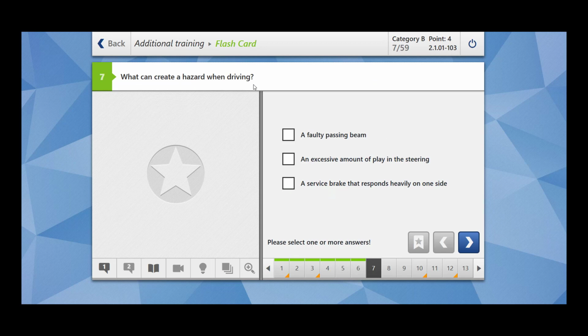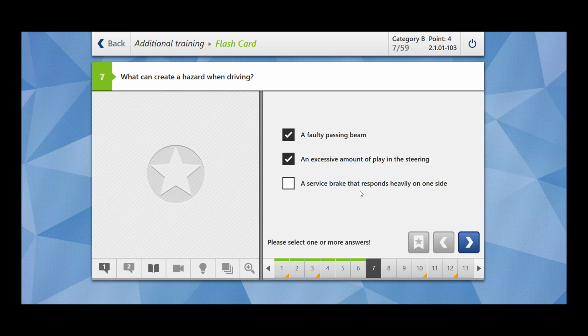What can create a hazard when driving? A faulty passing beam, yes, because it could cause a dazzling effect to oncoming road users. An excessive amount of play in the steering, yes. If your steering is too loose, if it wobbles, an excessive amount of play could also cause a hazard.